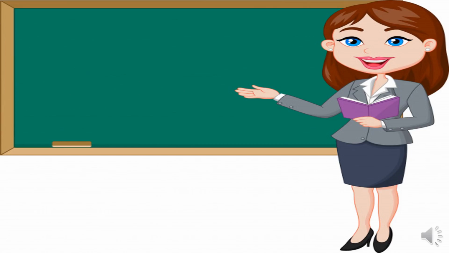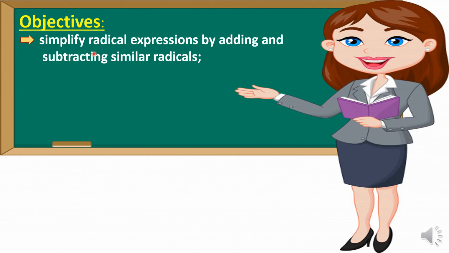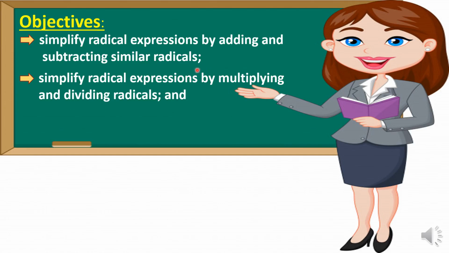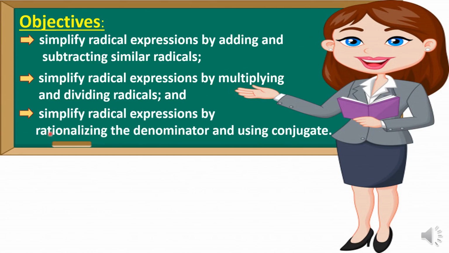Okay, before we start our discussion, let's have first our objectives. Our first objective is to simplify radical expressions by adding and subtracting similar radicals. The second one is to simplify radical expressions by multiplying and dividing radicals. And the last one is to simplify radical expressions by rationalizing the denominator and using conjugates. Those are our objectives for this discussion.